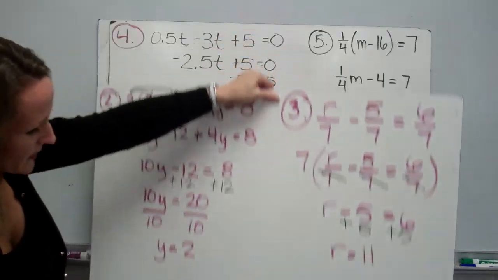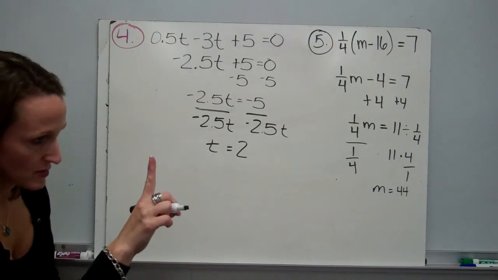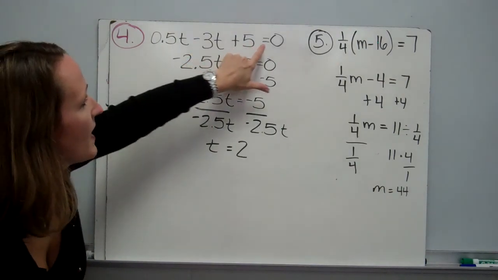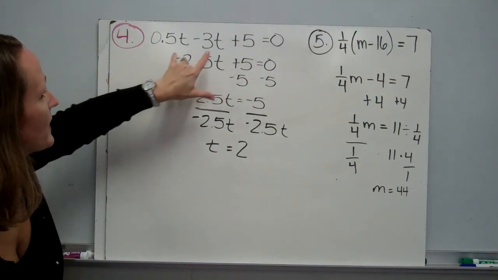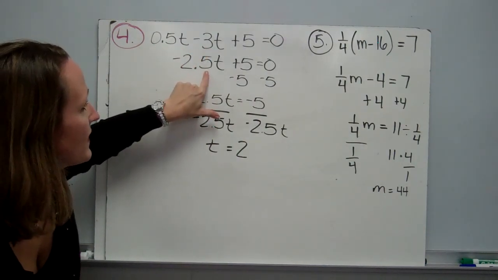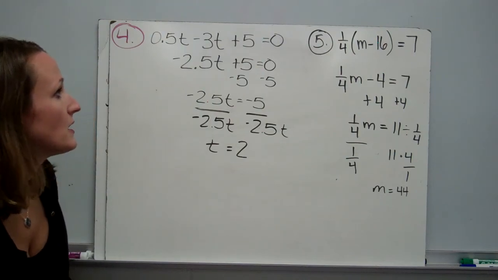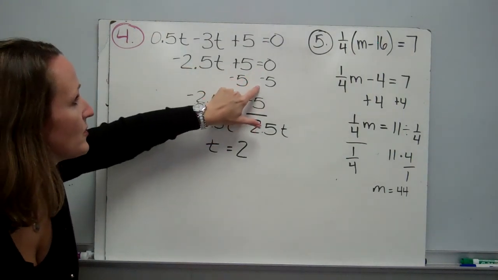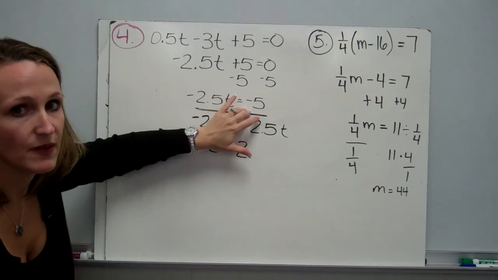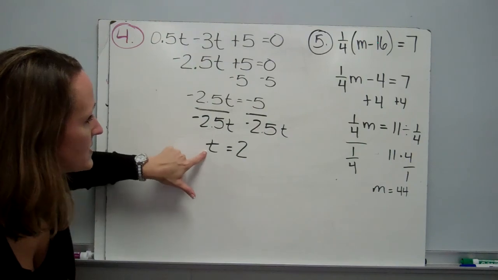Alright, let's look at some more examples. This one's got some decimals, but it doesn't change how you solve it. We have 0.5t minus 3t plus 5 equals 0. There's no distributive property this time. Combine our like terms, we get negative 2.5t plus 5 equals 0. Our next step is to undo any addition or subtraction. So I'm going to subtract 5 from both sides, leaving me with negative 2.5t equals negative 5. Now divide both sides by negative 2.5, and you're left with t equals 2.